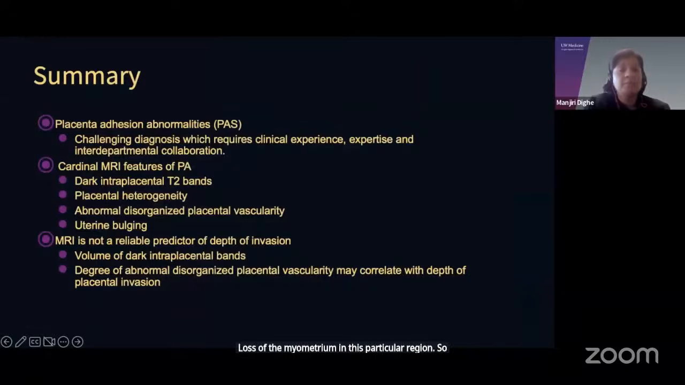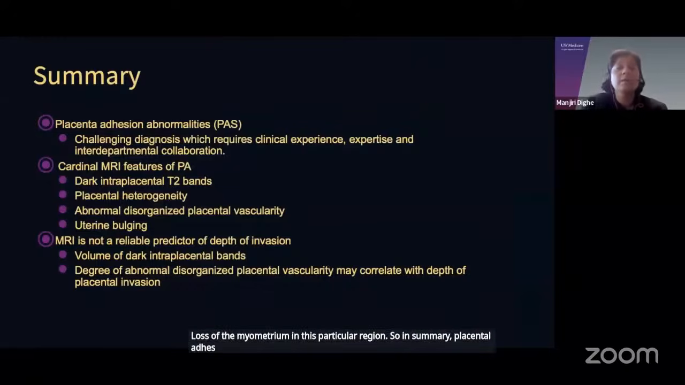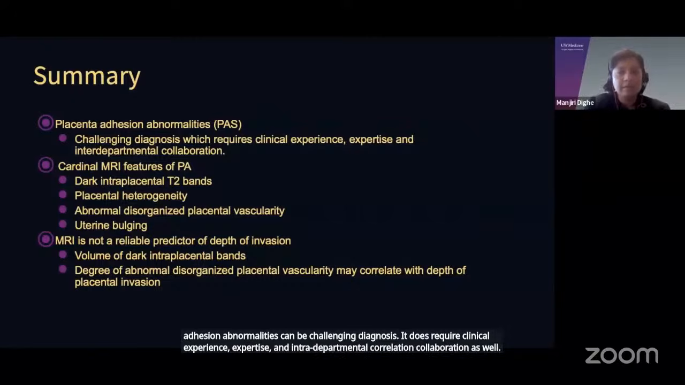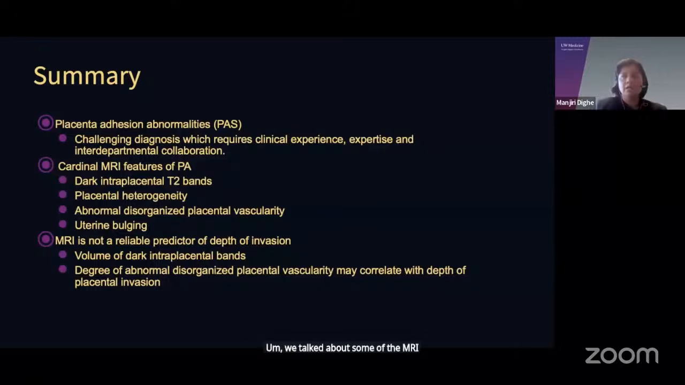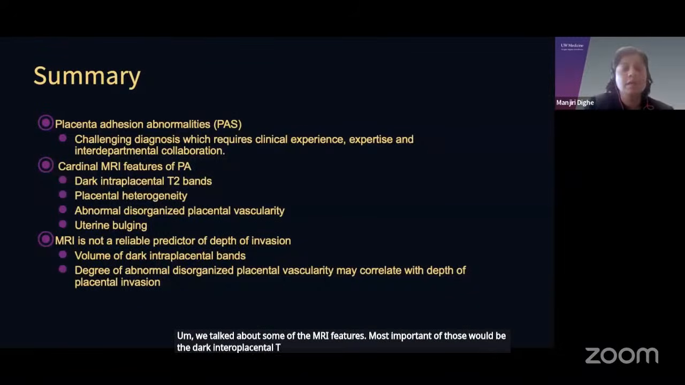So in summary, placental adhesion abnormalities can be challenging diagnosis. It does require clinical experience, expertise, and intra-departmental collaboration as well. We talked about some of the MRI features. Most important of those would be the dark intraplacental T2 bands, the placental heterogeneity, abnormal vascularity, and uterine bulging. However, MRI is not a reliable predictor of depth of invasion.